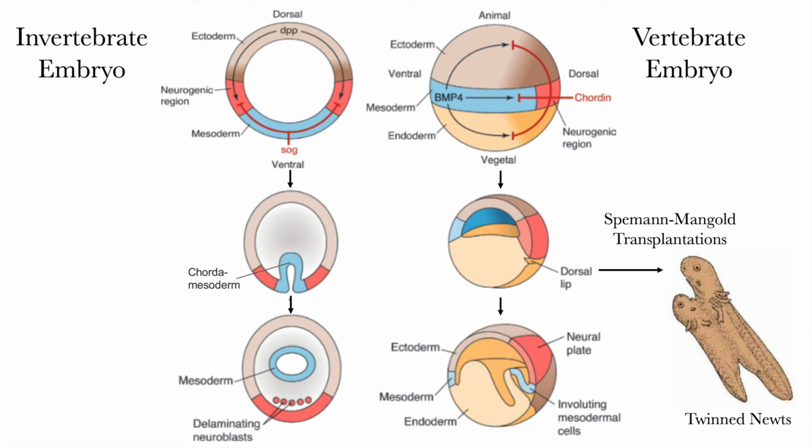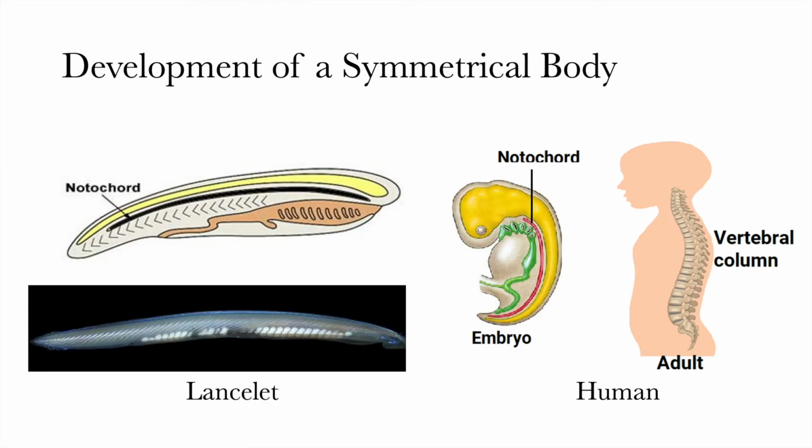The formation of both a notochord and a neural tube is a prerequisite for the development of a bilaterally symmetrical body characteristic to all chordates, including lancelets, tunicates, and humans. If you're unsure of what a notochord is, I talk about it in my previous video.